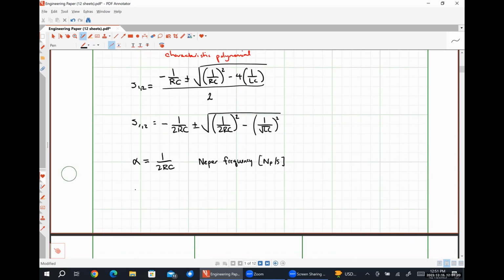We are going to define another constant, omega naught, as 1 over the square root of LC. This is what's known as the resonant frequency of the circuit. And it is measured in radians per second, where radians is a dimensionless quantity as well, so it's okay that I'm combining Neper frequency and resonant frequency here. It's still just going to come out as something measured in per second.